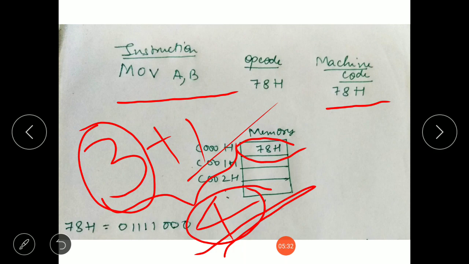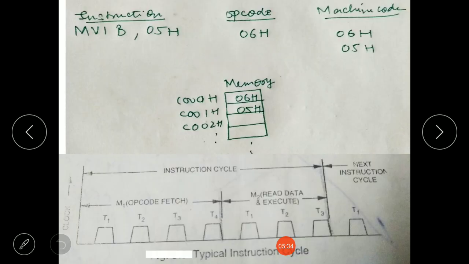In 2 byte or 3 byte instructions, like MVI B, 05H, which is a 2 byte instruction, we need more than one machine cycle. Basically, in all instructions, whether 1 byte, 2 byte or 3 byte, the first machine cycle will be for opcode fetch, and it will be of 4 clock cycles.